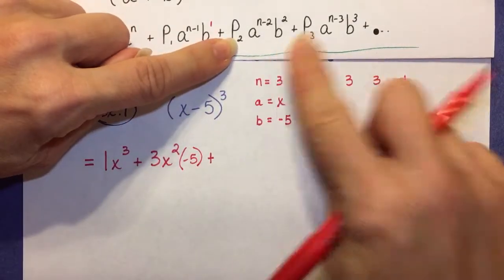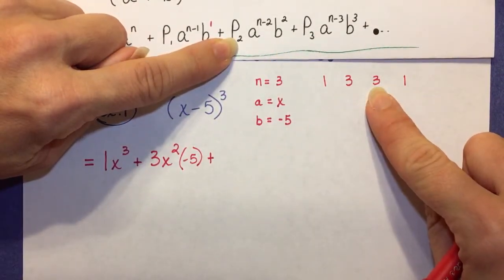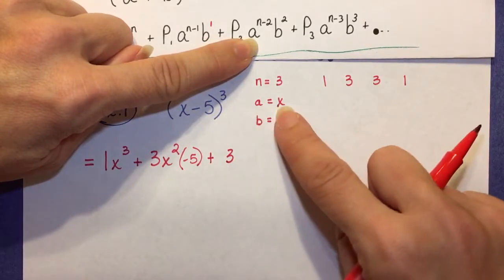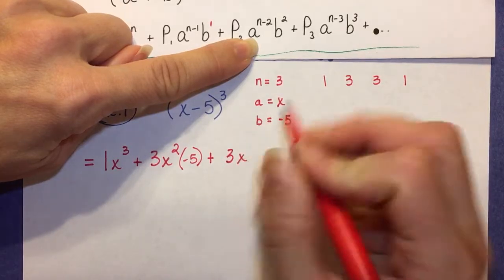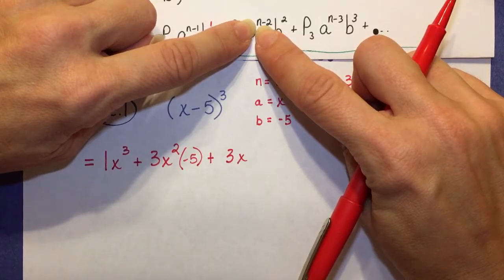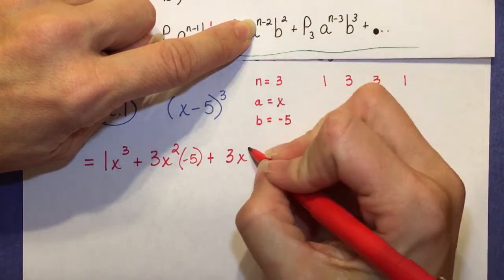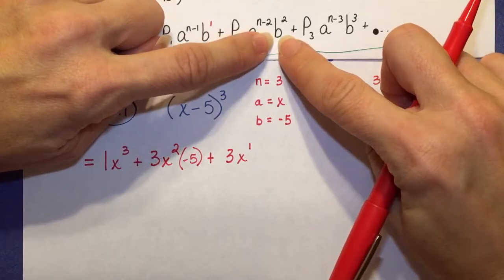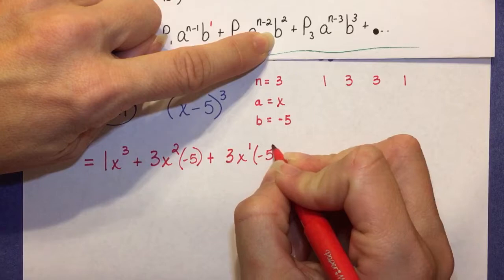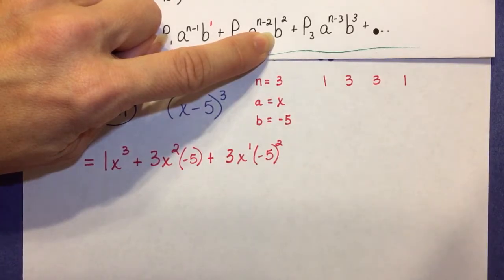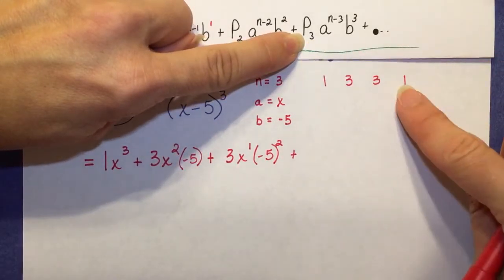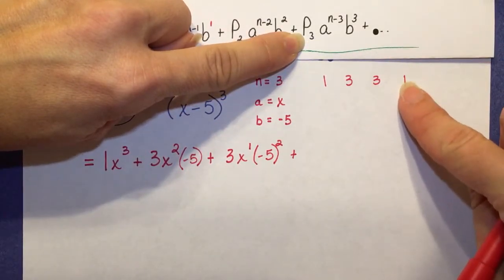So now we need the next number off of Pascal's triangle, which is also a 3. Okay, then your a, which is an x. This time you're going to do n minus 2. Well, again, for this problem, n is 3. So 3 minus 2 is 1. And now b would go up to the second power. So that means the -5 will now be to the second power. Okay, plus sign. And the next number from Pascal's triangle is going to be this last number right here, this 1.